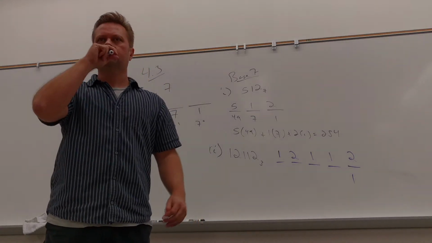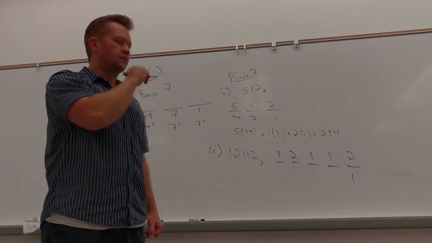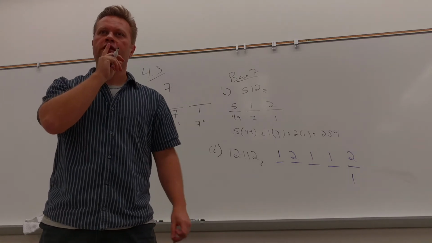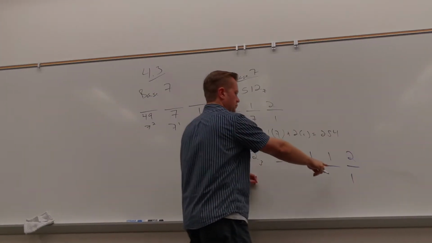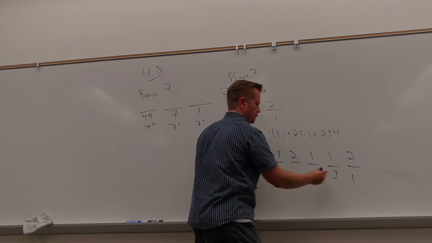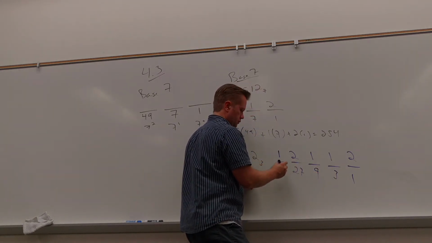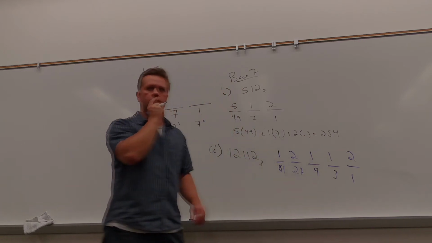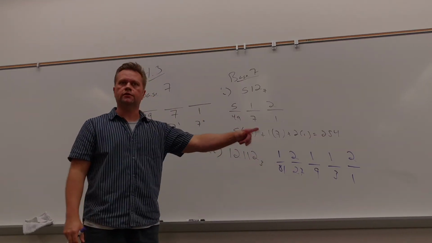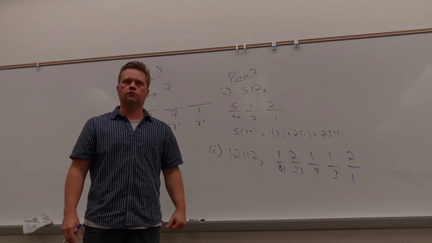Why is there a one underneath the two? Because it's in the ones place. I haven't filled in the other ones yet. What place is this one in? The 3s, 9s, 27s, 81s. And now you just have to say 1 times 81 plus so forth, right? Yeah.